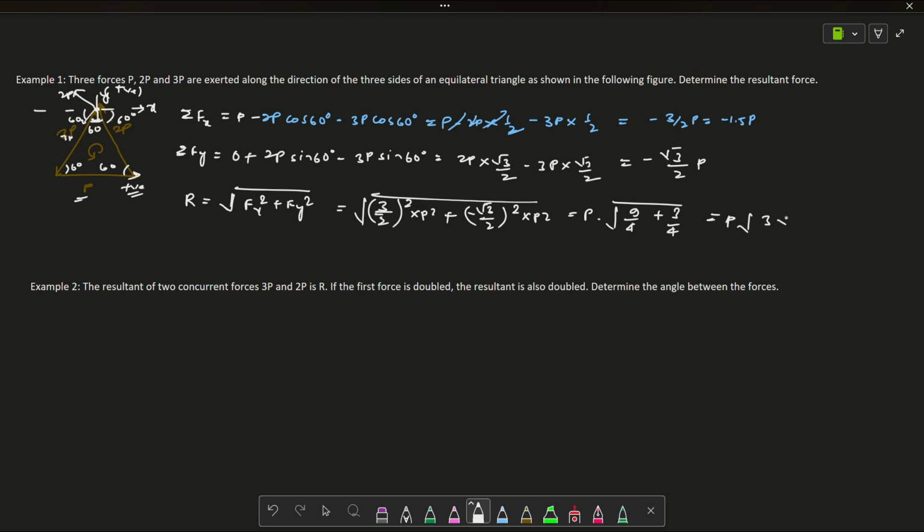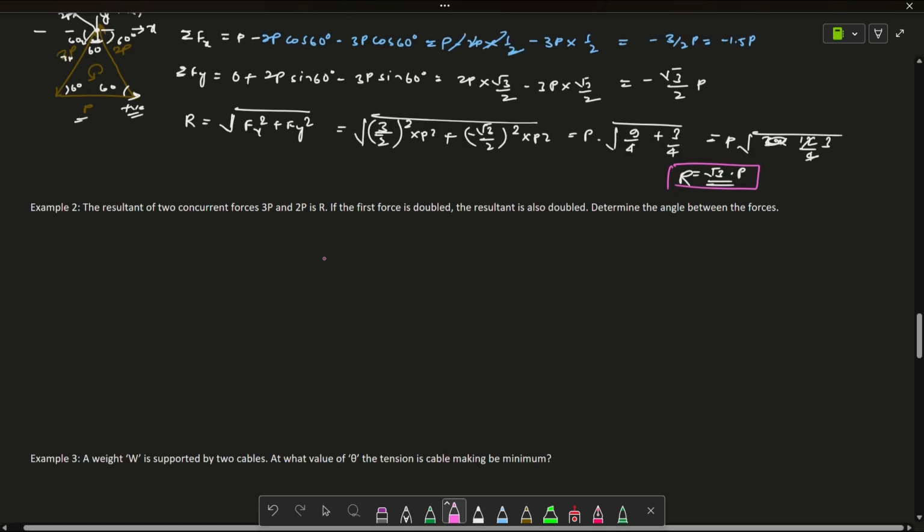P into 3 12 4, that is 3. So the answer would be root under 3P, 3 multiplied by P. Okay, so this is the resultant force that they are asking for. I hope this question is clear. This one is a pretty simple question, that's why I'm going to solve all the questions quickly. I'm not wasting any time here.